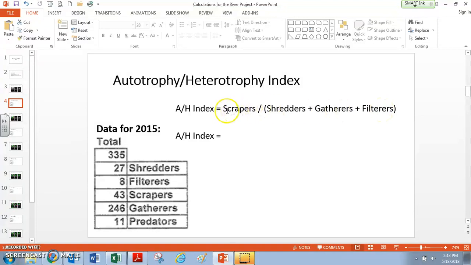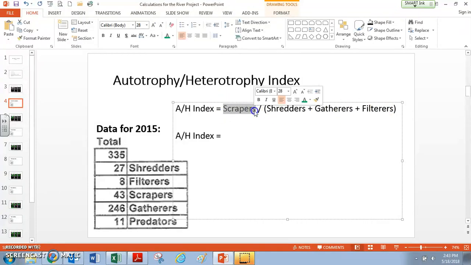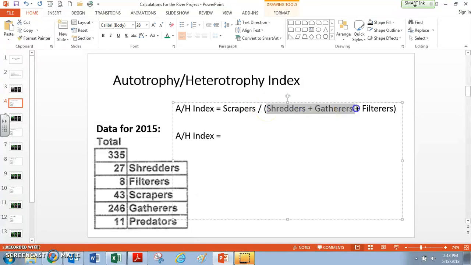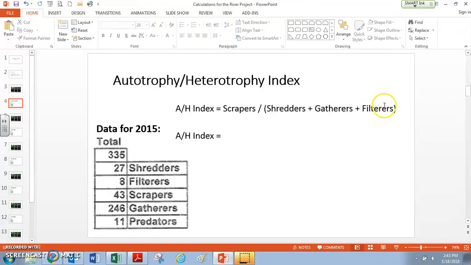I have to take the number of scrapers, this feeding group, which for 2015 was 43, and divide that by the sum of the shredders, gatherers, and filterers. Remember, these are feeding groups, different kinds of eaters. They're not species, they're different feeding groups. This index tells us how much algae is out there. If there are more scrapers, then there must be more algae.